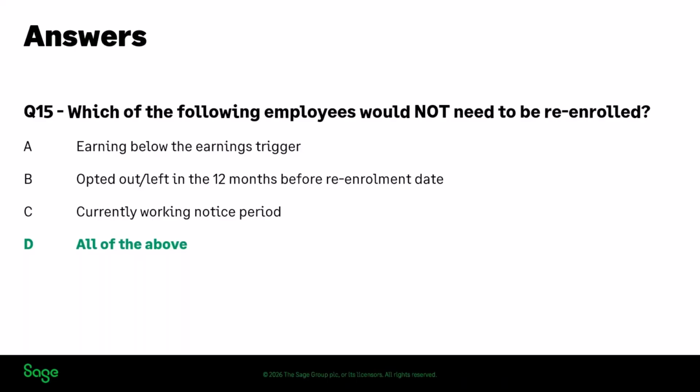So employees who are earning below the earnings trigger are not eligible, so they wouldn't be re-enrolled. If they opted out or left the pension scheme in the 12 months before the re-enrollment date, those employees can be excluded from re-enrollment, or you can choose to re-enroll them anyway. And employees currently working their notice period can be excluded as an exception as well. So the correct answer is all of the above. I guess A, B, and C were also correct answers. So well done to everyone on question 15.